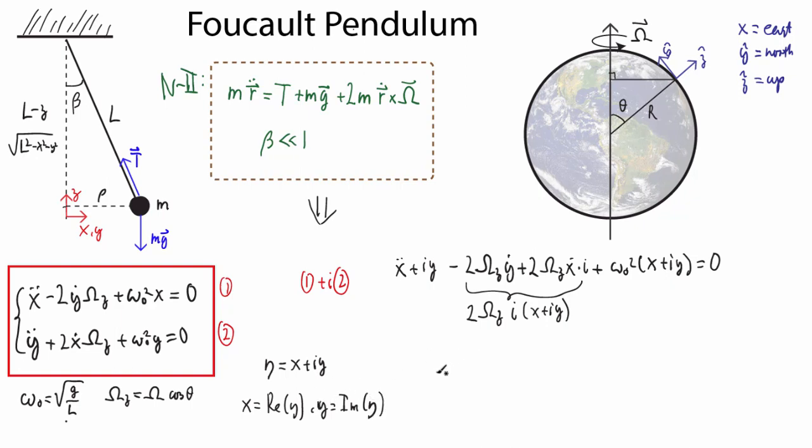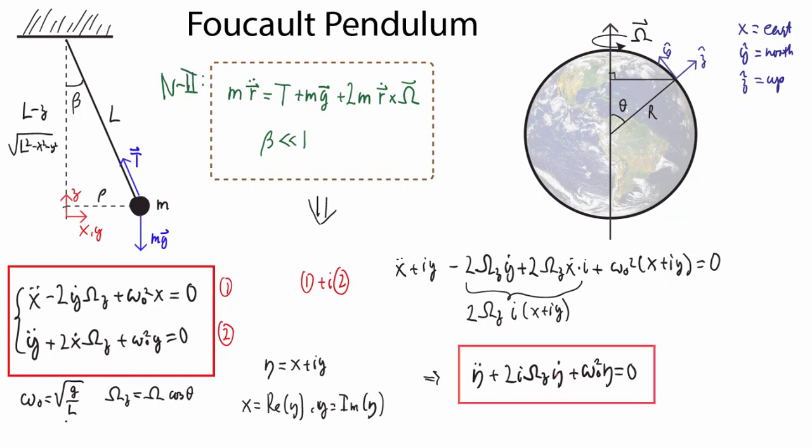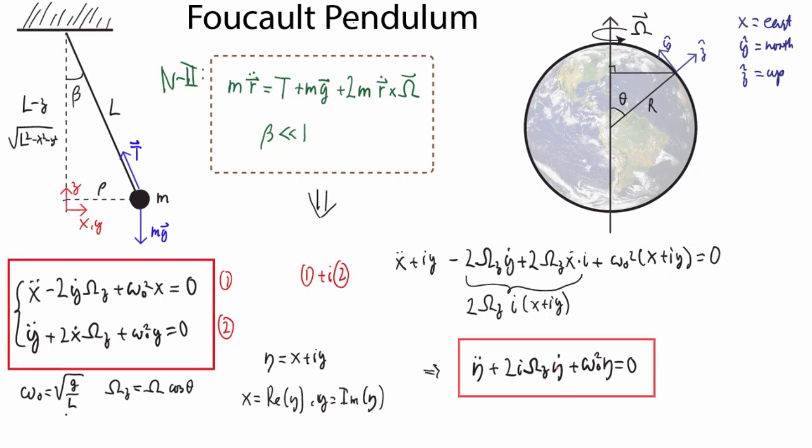If we do that, that gives us just the differential equation, eta double dot plus 2i omega z eta dot plus omega naught squared eta equals 0. So that is our new equation of motion that we can solve.